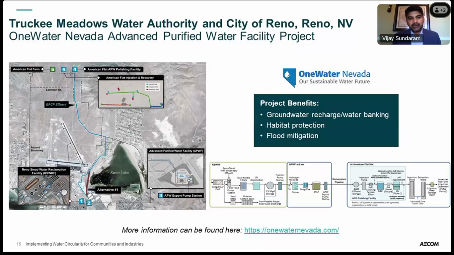This is an example of a project where it provides multiple benefits. It diverts water going to a lake that is prone to flooding during the wet season. And at the same time, we are keeping the golf courses and others using their non-potable water.